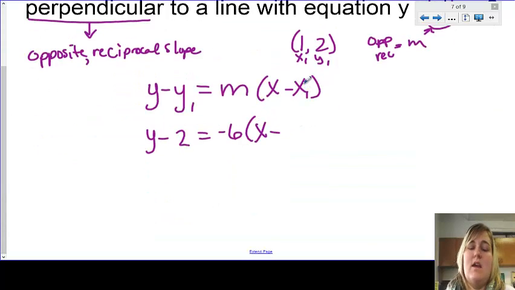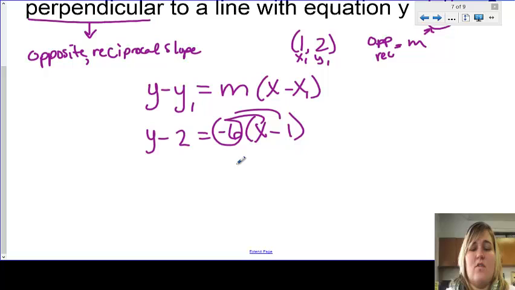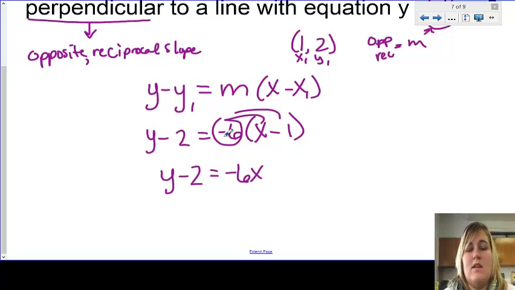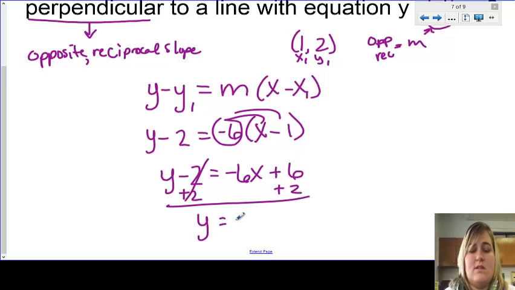X minus x1 is 1. So now I can simplify. I'm going to distribute that negative 6 to everything on the inside. I have y minus 2 equals negative 6x. Negative 6 times negative 1 is positive 6. Add 2 to both sides to get y by itself. And I get that y is equal to negative 6x plus 8. Final answer.